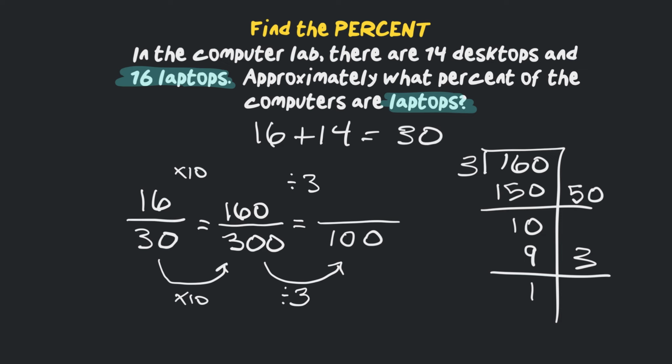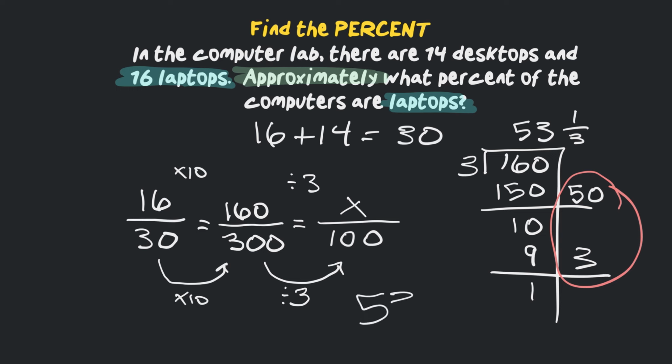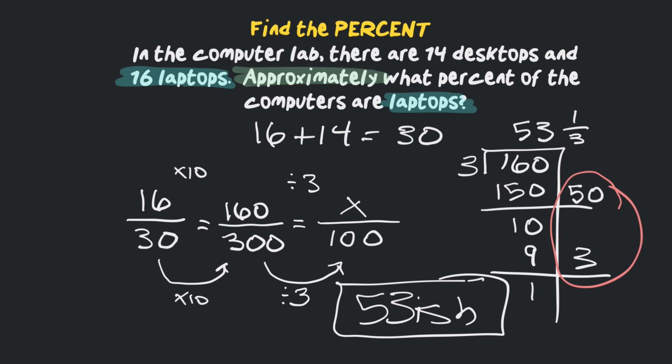I don't want to keep going and add decimals. So what I would say is my answer is 53, because I added these two together, and then I have 1 left over out of 3. So I would say 53 and a third. But since they're asking for approximately, I would probably just say my little x would be 53-ish. We'll have to see if that's available on our little sheet.